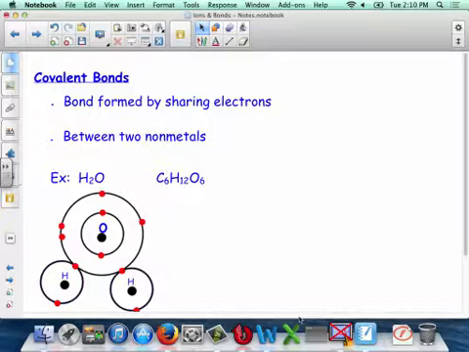So covalent is between 2 non-metals, like H2O: hydrogen and oxygen are 2 non-metals. What is that? C6H12O6. That sounds familiar. C6H12O6. Nope, carbon monoxide is CO. C6H12O6. Come on, guys. This is a hydrocarbon, a very important hydrocarbon.